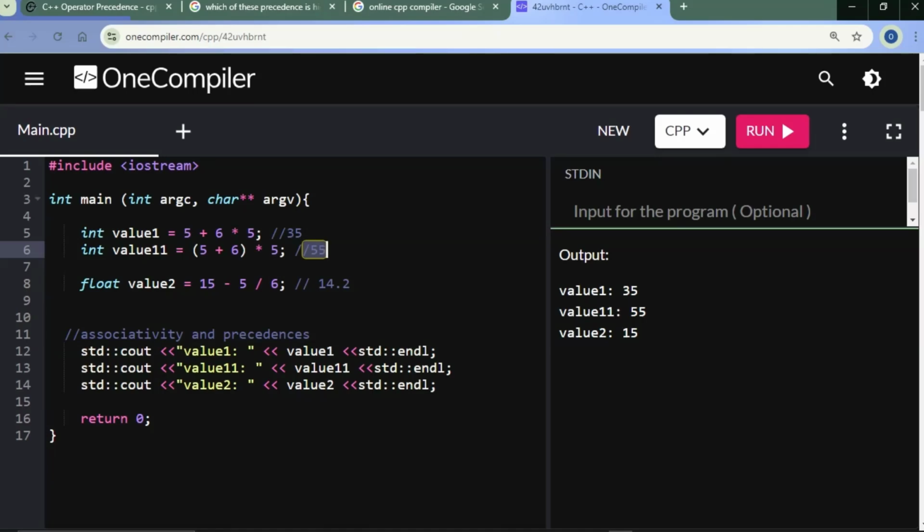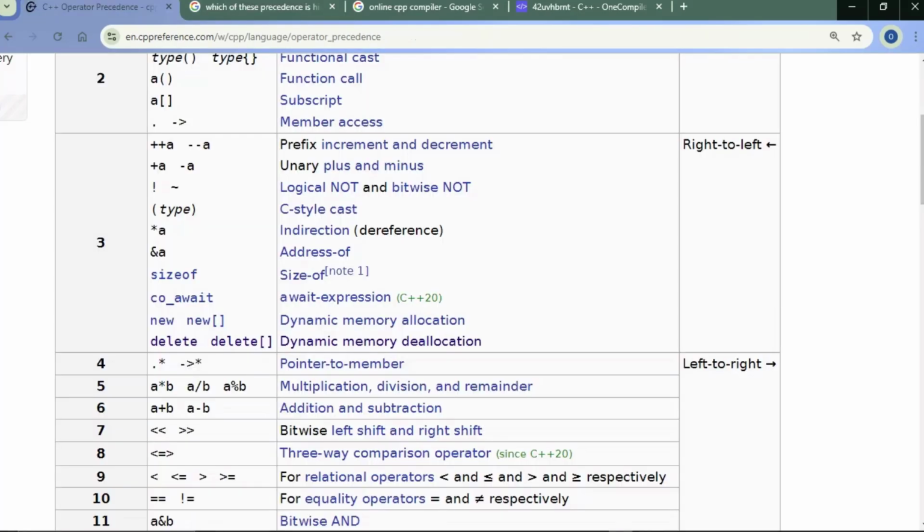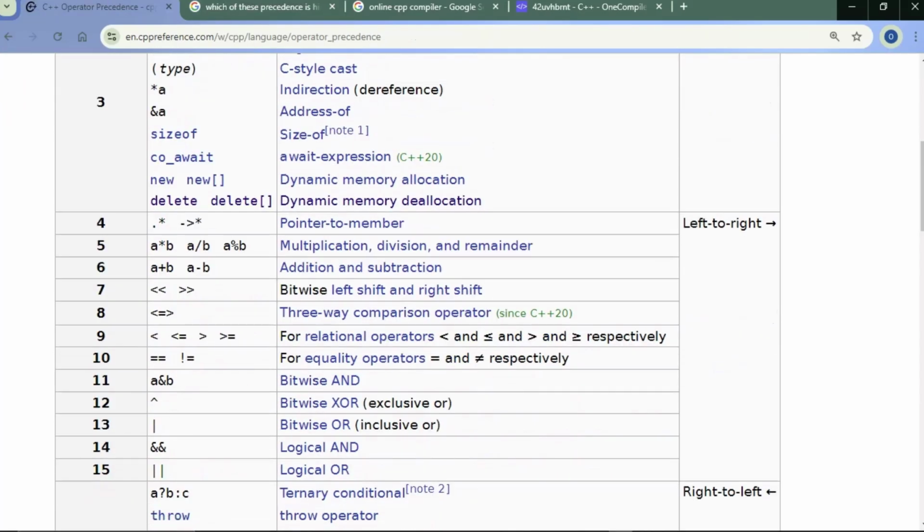So how do we consider associativity? Associativity starts from the left to the right or from the right to the left. But in this associativity we have here, when we go to addition and subtraction, it starts from the left to right.